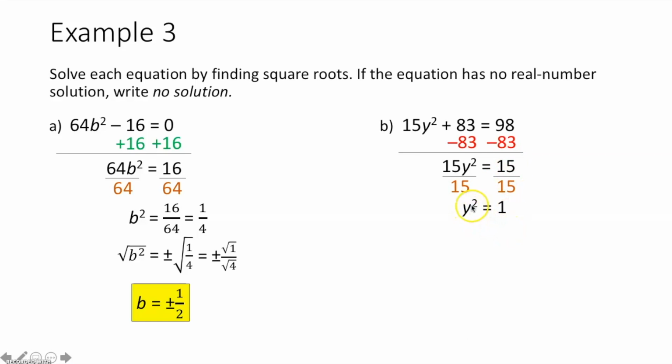So what is y squared equals 1? How do I solve that? Well, again, I have to square root both sides. And anytime you square root a variable squared, the other side has to be plus or minus. Now, what's the square root of 1? We already talked about this. It's just 1. That's super easy. So we get y is equal to plus or minus 1.